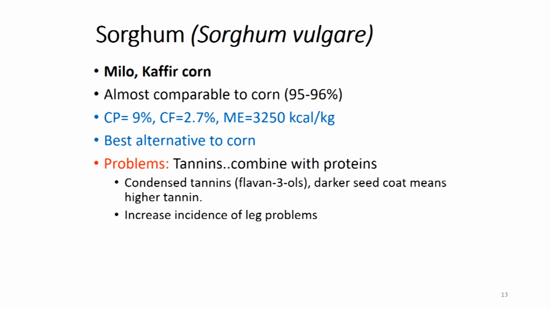But the main problem with sorghum is the presence of an anti-nutritional factor known as tannin. Tannin combines with the protein, making protein unavailable for digestion. From the color of the seed, we can guess the amount of tannin. The darker seed contains more tannin, mostly condensed tannin in the case of sorghum. So due to the unavailability of protein and other nutrients which bind with the tannin, that increases the incidence of leg problems in poultry birds.